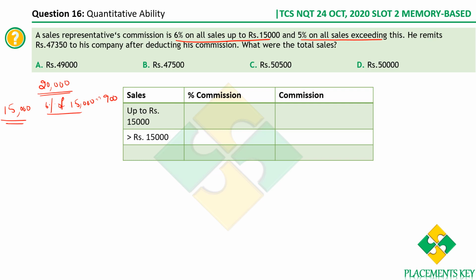Now after 15,000, how much amount do we have? We have 5,000 rupees, right? 20,000 minus 15,000. So for the remaining 5,000, it will be 5%. That's what they told, right? 5% on all sales exceeding this. So 5,000 is the sales exceeding 15,000. So it will be 5% of 5,000.